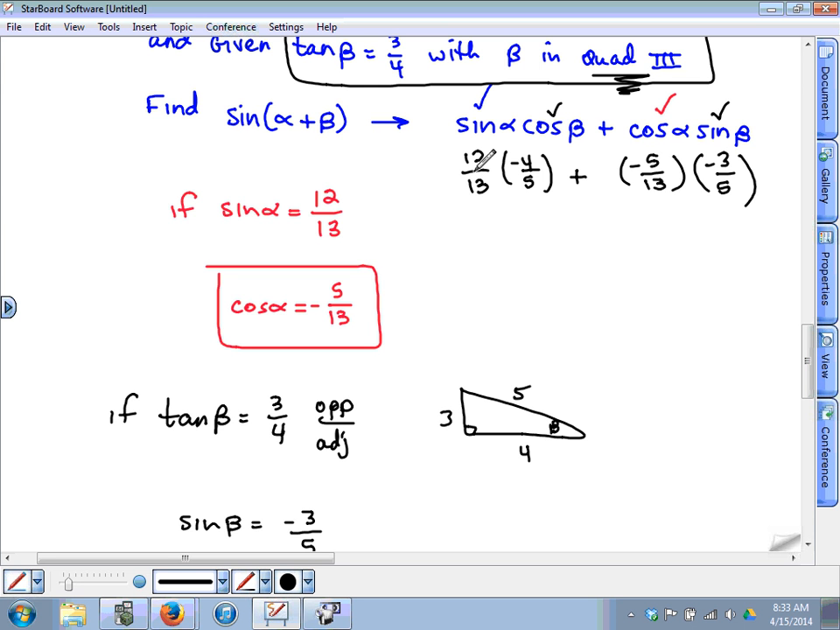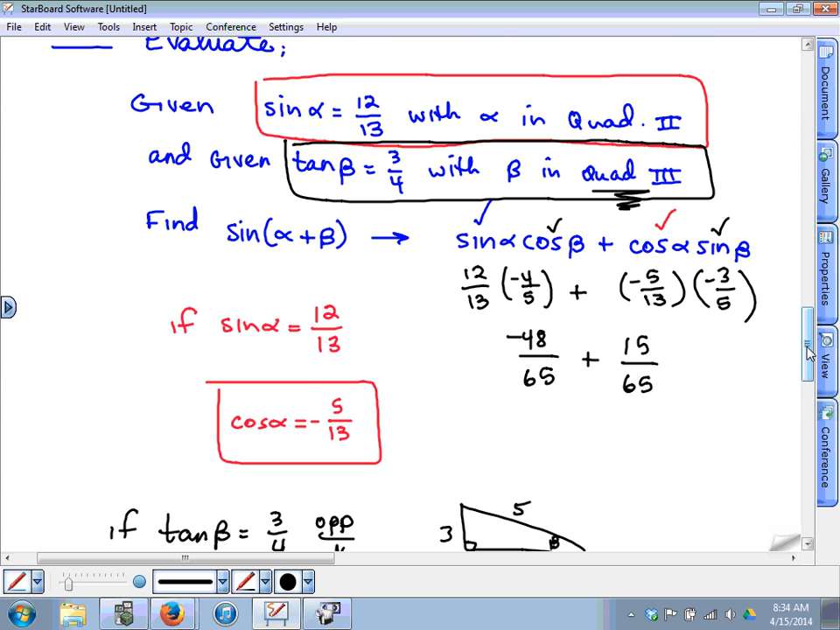Oh, and this couldn't be any easier. We already have common denominators once we multiply these all out. So this is going to be negative 48 over 65. And then negative 5 times negative 3, that's 15 over 65. Final answer here: negative 33 over 65.